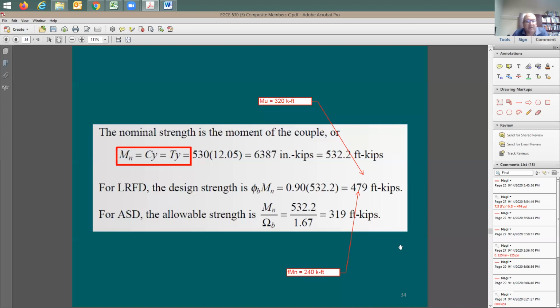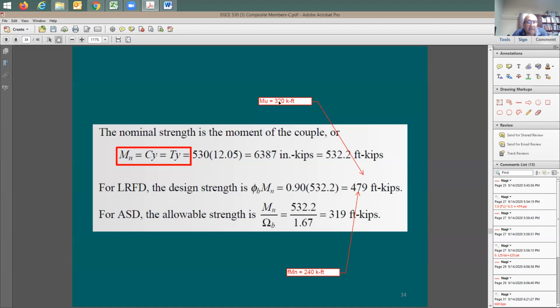What's gonna be the best option available here? What would you do? Would you do full composite and throw a Nelson stud at 4" on center? Let me see, what does it mean? My demand, if no Nelson studs at all, is gonna be 240, and my beam is not gonna be good, right? Because the moment demand here is equal to 320 kfoot. So my beam is not good.